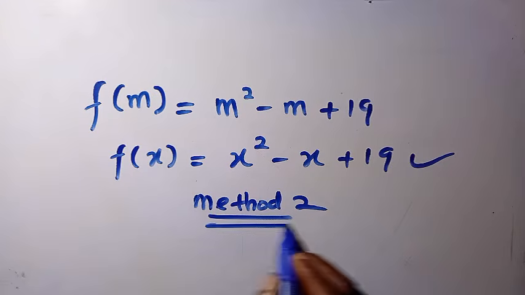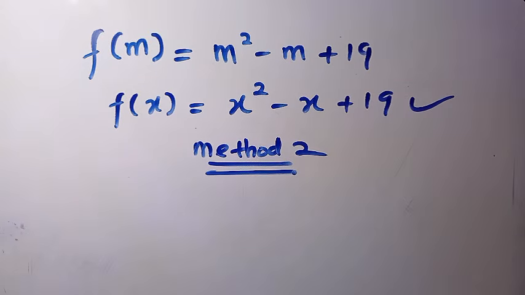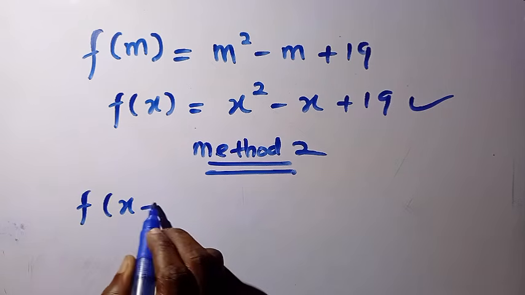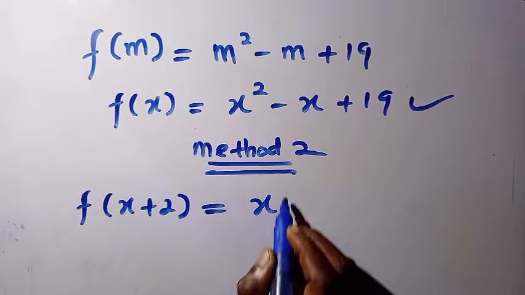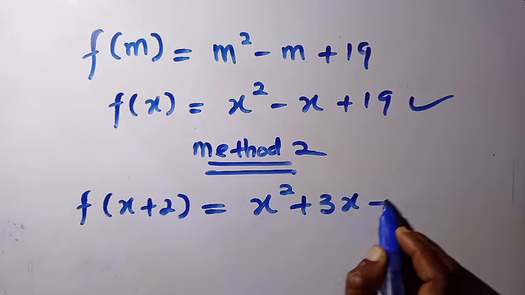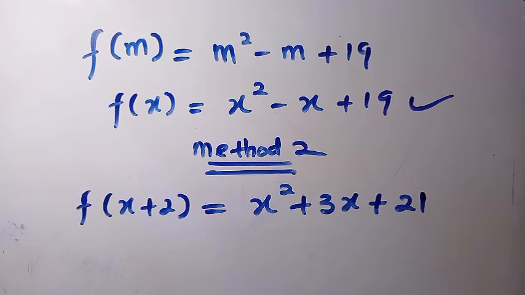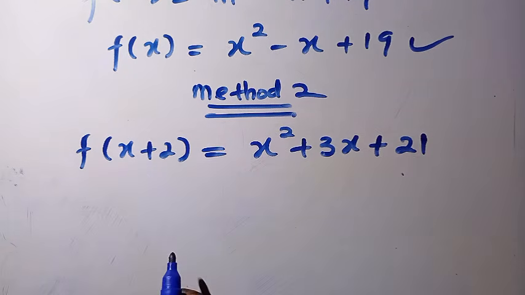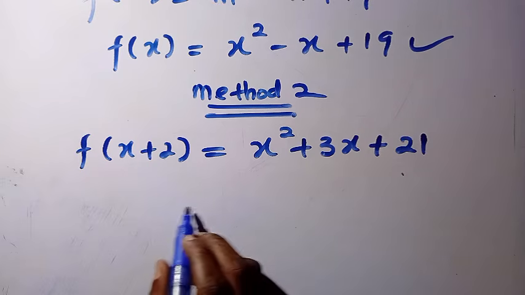For method 2, this is a manipulation method. If you don't want to apply the substitution method, at least a different method would work. We are given f of x plus 2 equals x squared plus 3x plus 21. I want to manipulate the whole of this to have x plus 2, but we cannot factorize this directly. Let's try to simplify this.